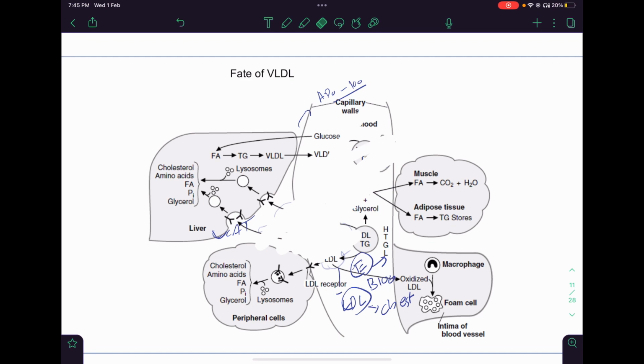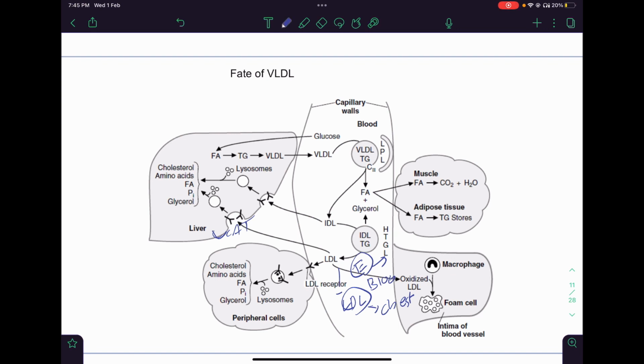Okay. Now we understand most of the things. Now, either IDL forms LDL or goes to the liver. How they go to the liver, I already told you. ApoE and ApoB 100 activate the receptor. They bind to the receptor, and then eventually they go through a specific pathway to the lysosome, and eventually form bile secretion out. So, just simple things. The problem is LDL.